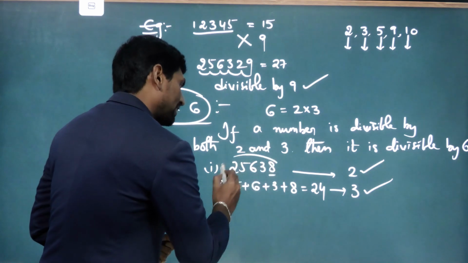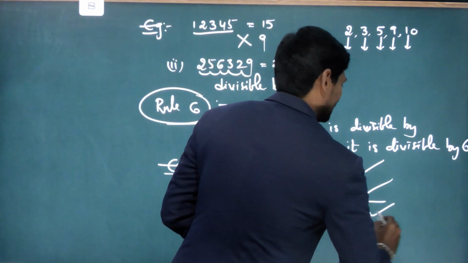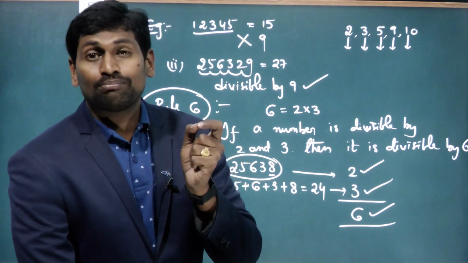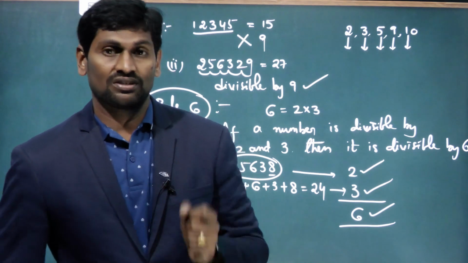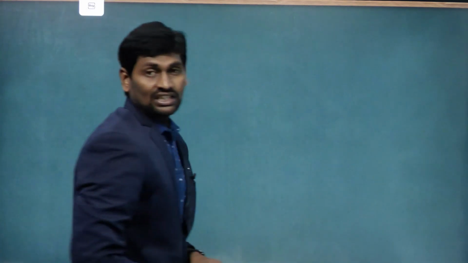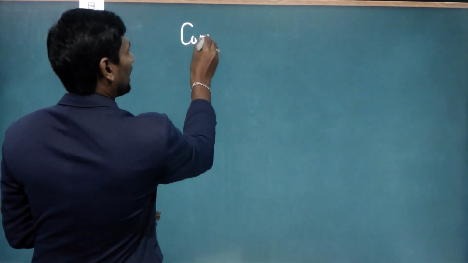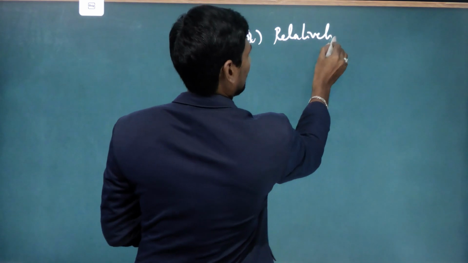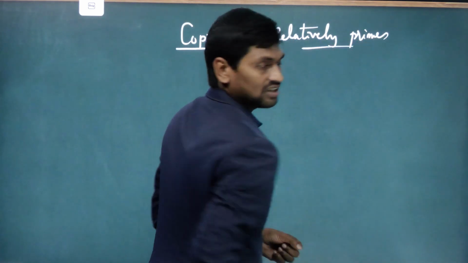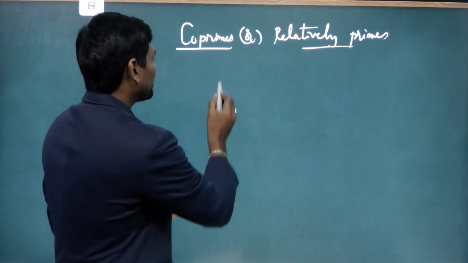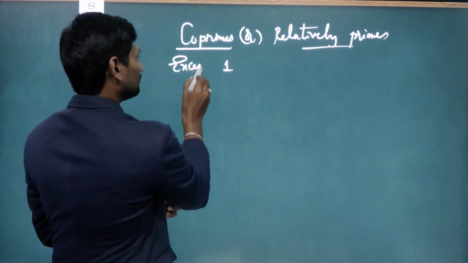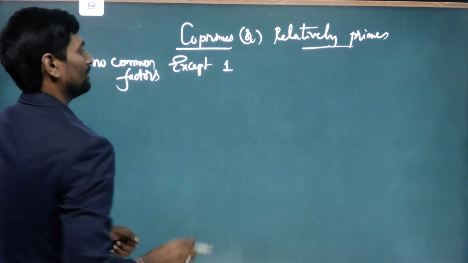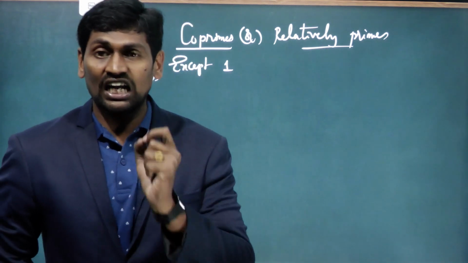Then the entire number is divisible by 6 also. This is the divisibility rule for 6. Not only 6, we can apply it for any composite number. That means that number can be expressed as a product of coprimes. We already discussed what coprimes are. Coprimes are relatively prime numbers. Simply, if you take any two numbers, there is no common factor except one, then the two numbers are called coprimes or relatively prime numbers.